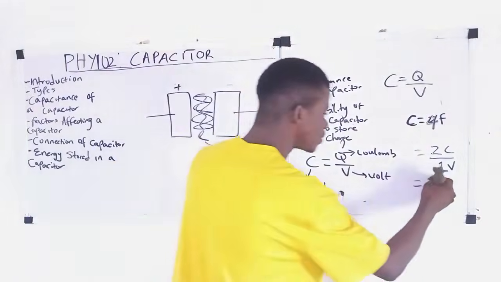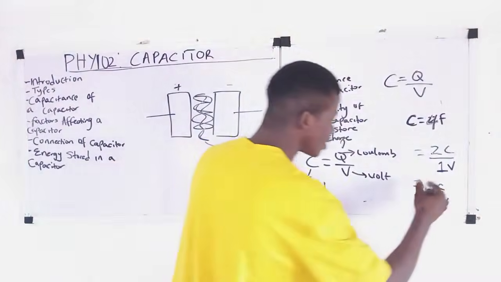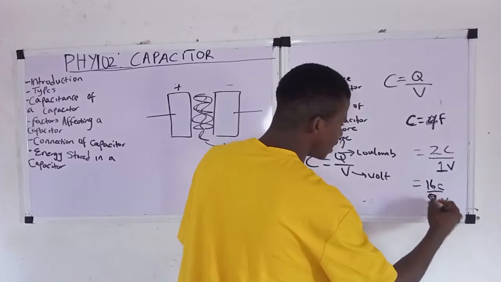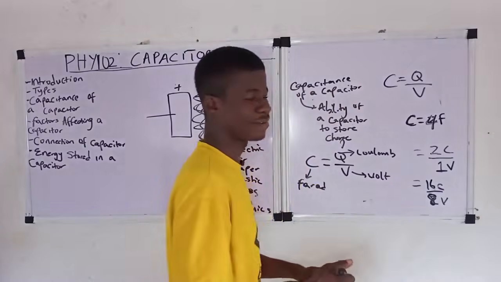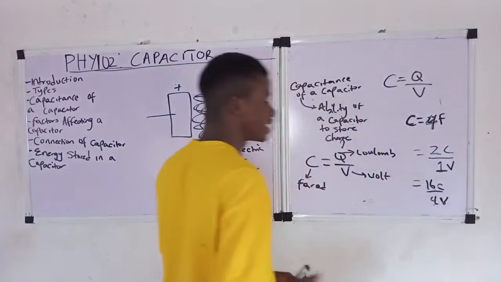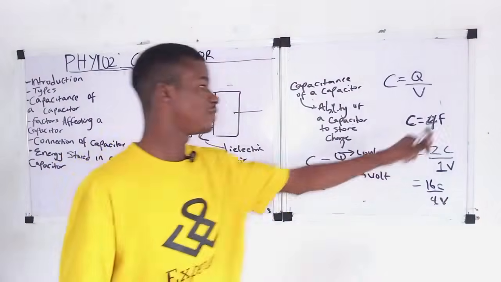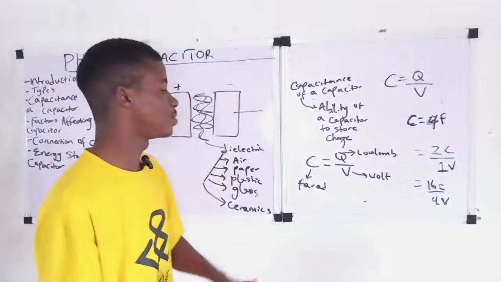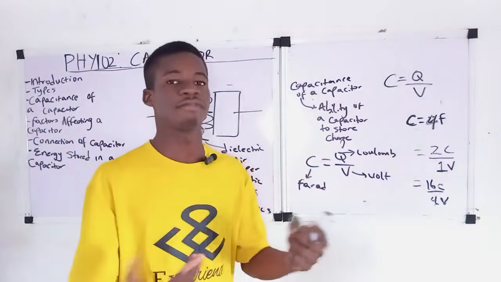Or you can say it was able to store 16 coulombs of charge in 4 volts, because 16 divided by 4 gives us 4. So that is just it. It gives us 4 farads, right? So this is all about capacitance and capacitor.